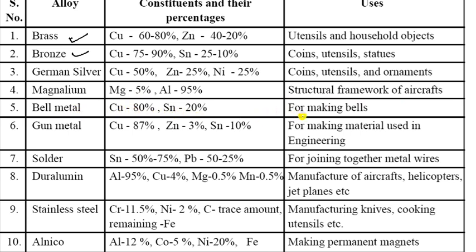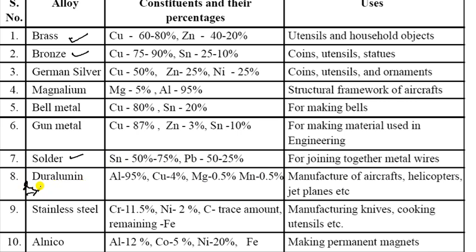Now German silver. German silver is not silver. It is an alloy. It is copper 50%, zinc 25%, nickel 25%. It is used in coins, utensils, and ornaments. Since it is used in ornaments, that's why it is called German silver. Next is magnalium: magnesium 5% and aluminum 95%, used for structure and framework of aircraft.